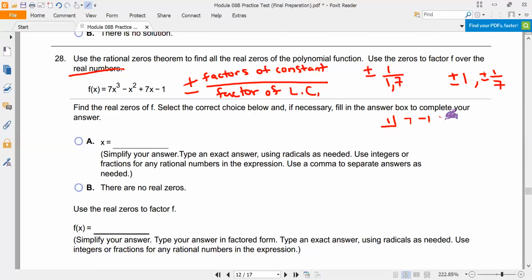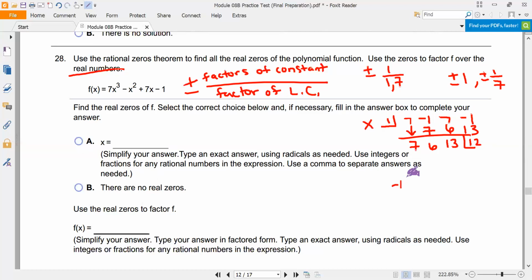Sorry, my pen likes to freeze up the more ink that gets on the screen. And then they have the negative 1. So when you're doing synthetic division, you pull down the first number and then you start multiplying and adding. So this would be 7, that's 6, 6, that's 13, 13, that's a remainder of 12. So that one does not work.